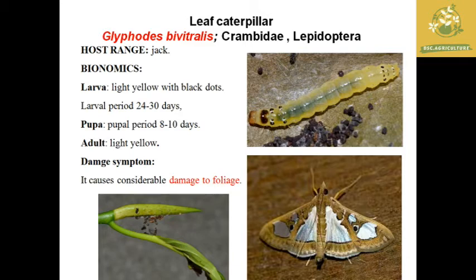Seeing the characteristics of the larva, the larva is light yellow in color with black dots present on the first two segments of the larva as well as on the final segments. The larval period is around 24 to 30 days, and the pupal period is around 8 to 10 days. You can see the adult, which is light yellowish with silvery white markings on it. The damage symptom is damage to foliage, which is the eating of the larva.